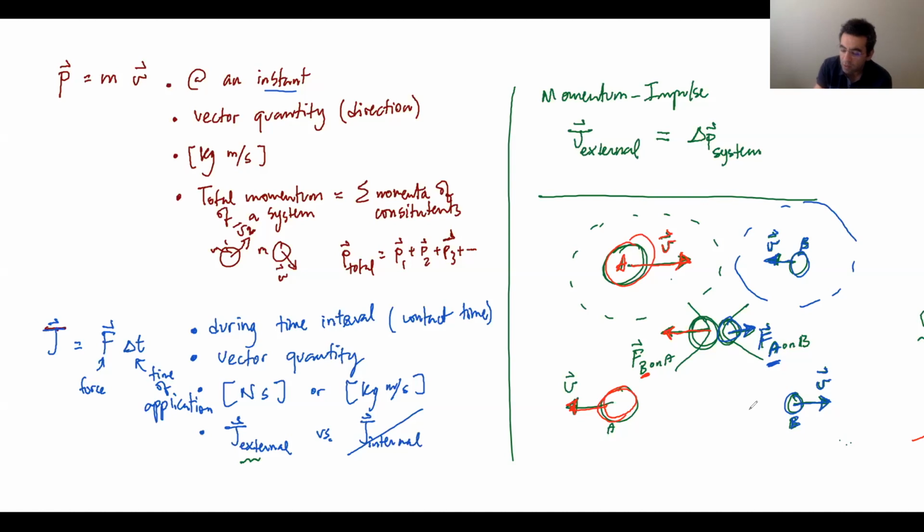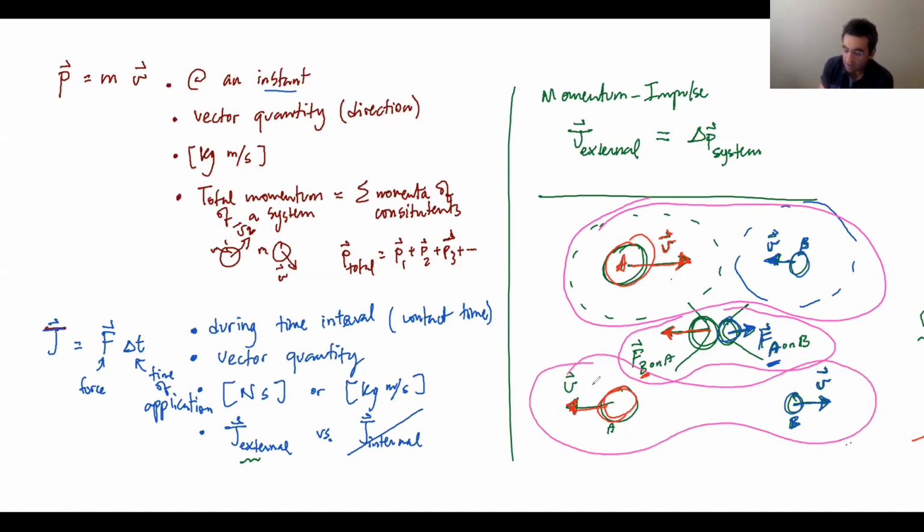But if I tell the story in which A and B together are the system, then the force of B on A and the force of A on B are both internal forces because it's part of the system acting on another part of the system. That means the total momentum of the system is not going to change. So the total momentum before collision is going to be the same as the total momentum after collision.